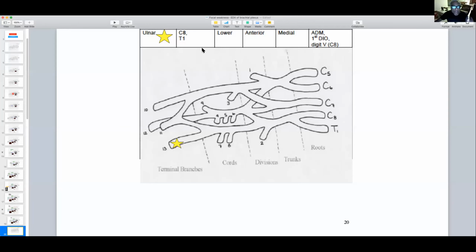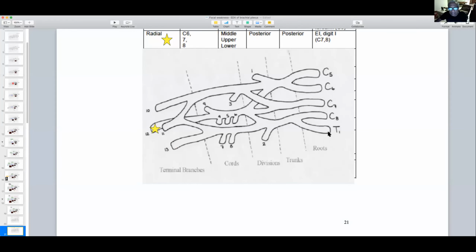Likewise, the radial nerve is born at C7 and C8. It has to travel through the middle and the lower trunk. Then posterior division, posterior cord, and then finally the muscles of the radial nerve.